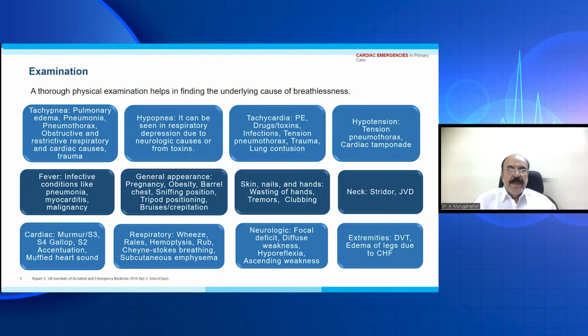General appearance, you see whether the patient is pregnant, obesity, barrel chest, sleeping position, tripod positioning, bruises, or crepitations. You see the skin, nails, and hands, wasting of hands, tremors, clubbing. It may be bronchiectasis or malignancy. You see the neck. If there is any laryngeal spasm, stridor. And cardiac, you see the murmur, gallop, then muffled heart sound. Any wheeze or rales, hemoptysis, chest strokes, periodic breathing, subcutaneous emphysema. Of course, neurologically, you may have focal deficit, diffuse weakness, hyporeflexia, ascending weakness. Extremities, you look for deep vein thrombosis, edema of legs due to chronic heart failure.